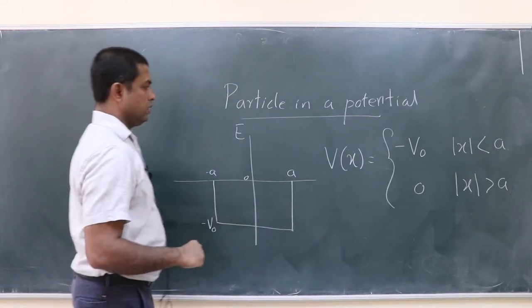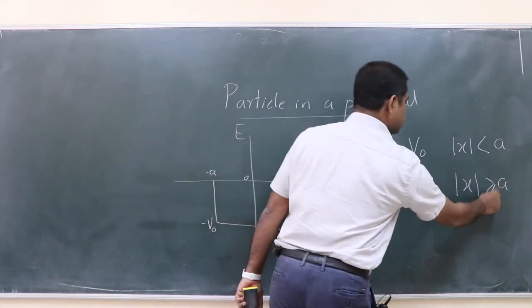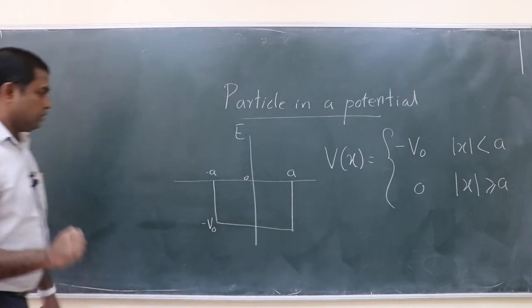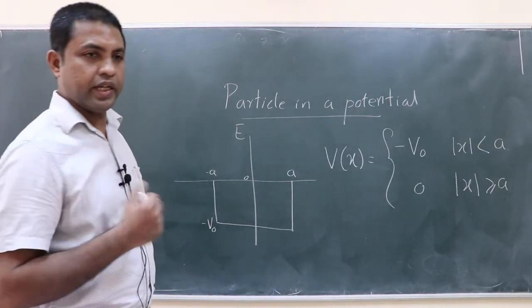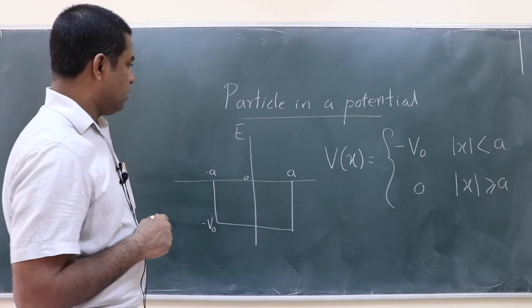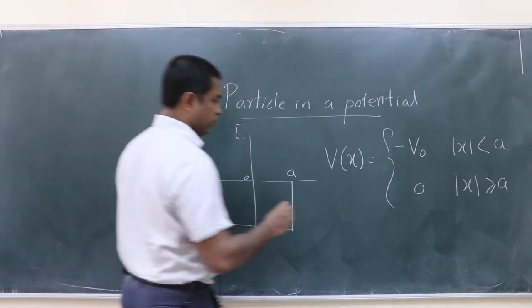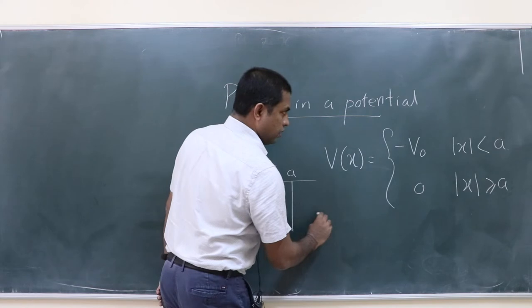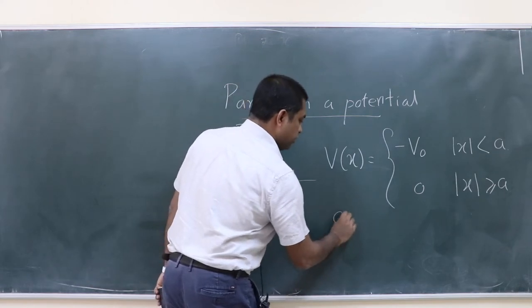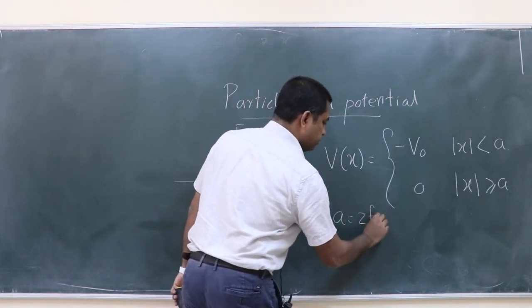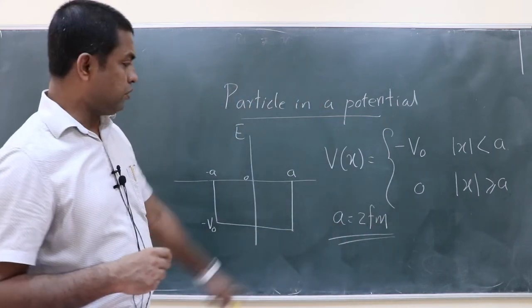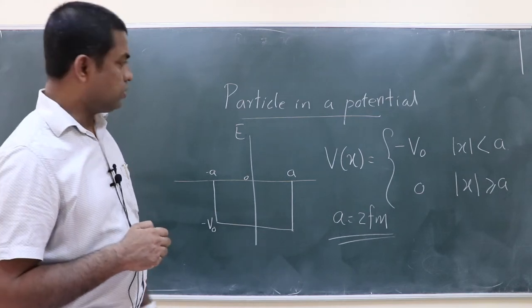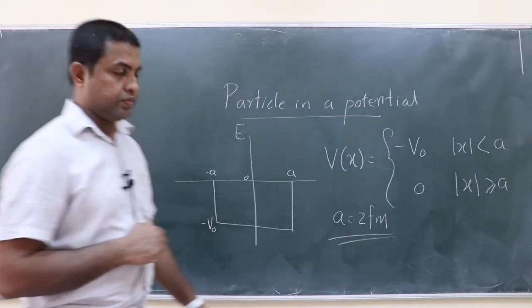Okay. So this is a potential. Considering a realistic situation, for the nucleus the size will be around 2 fm. Take A is 2 fm. So what is fm? fm is the Fermi unit. Okay, so A is equal to 2 fm. You take that.